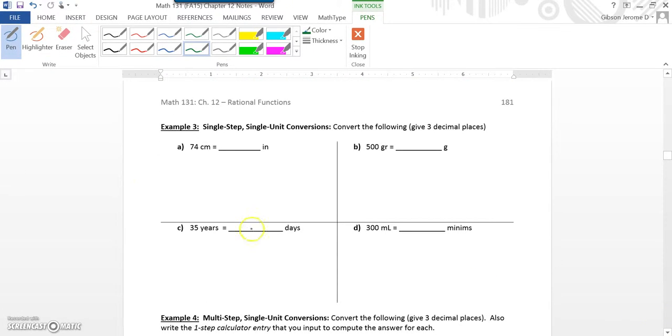Now we go down here to the next page. It says single step, single unit conversions. Convert the following. Give 3 decimal places. Now we want to change centimeters to inches. So we go back to the chart that I showed you all previously, and on the chart, you would have to find inches to centimeters or centimeters to inches. So we know that with a centimeter, according to the chart, centimeters will go in our denominator. It takes 2.54 centimeters to equal 1 inch.